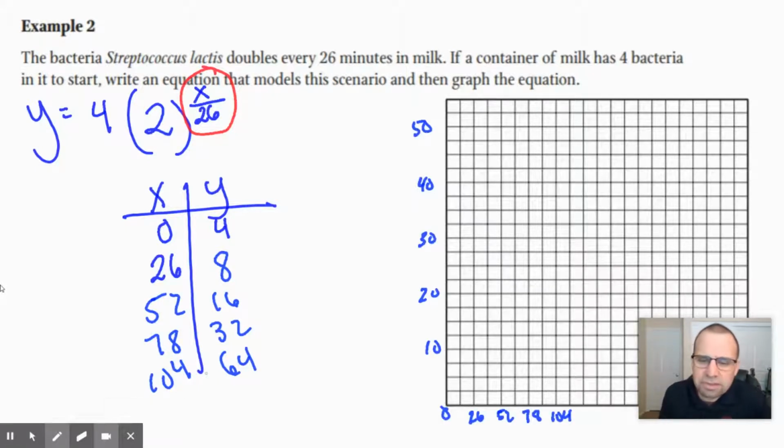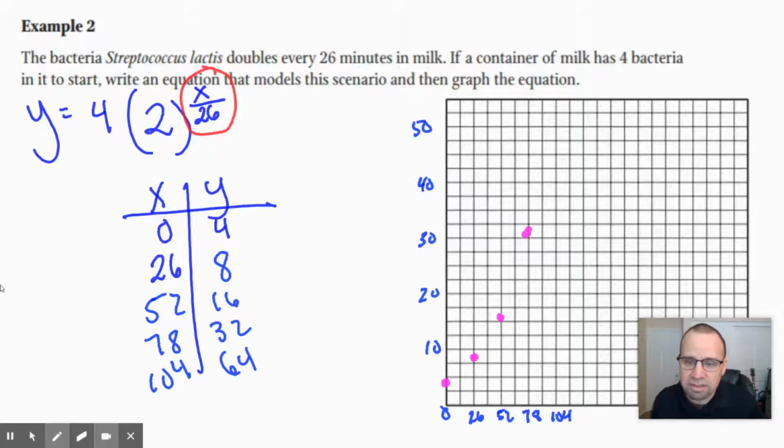So I chose to go up kind of every 4 by 10. You can choose a different scale if you want, but let's try and graph some of these. And here are my first 3 points: 0, 4; 26, 8; and then 52, 16. Now we're going to jump to 78, and now we're all the way up to 32. So this thing is really starting to take off now.